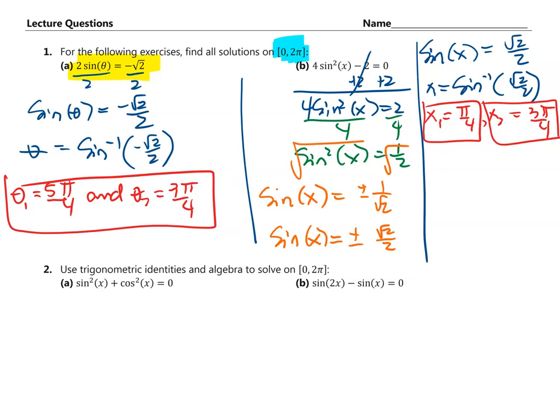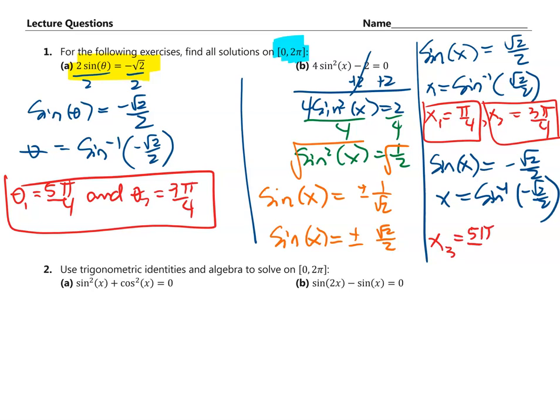Then the other one, negative square root of 2 over 2, inverse sine both sides. So that it is 5 pi over 4 and 7 pi over 4.